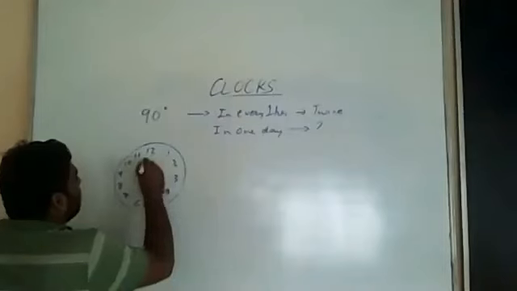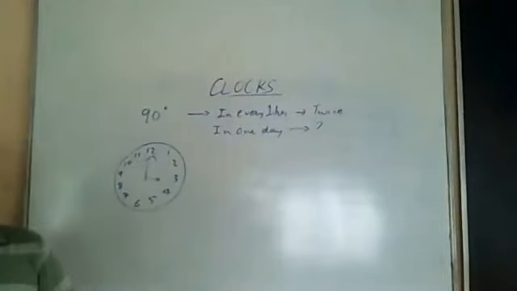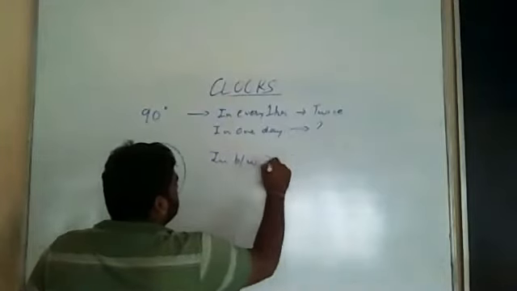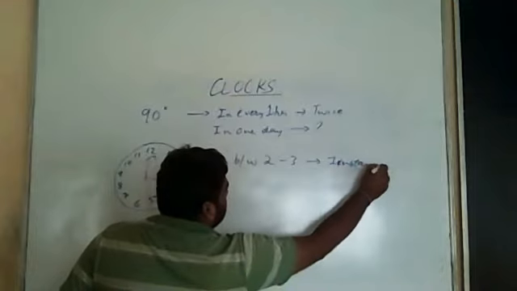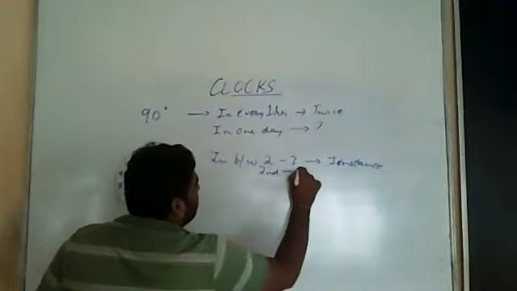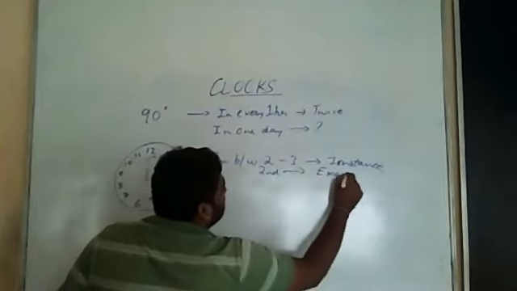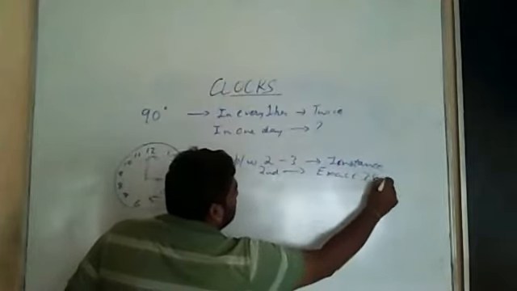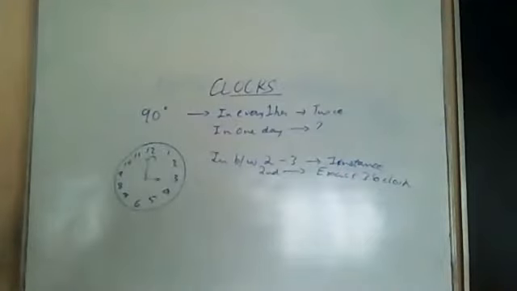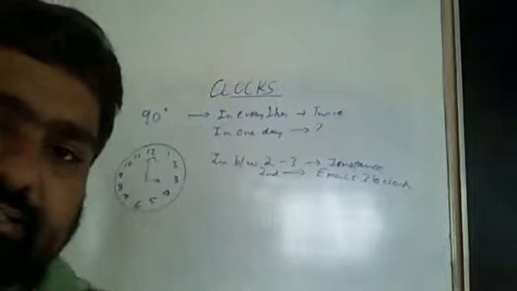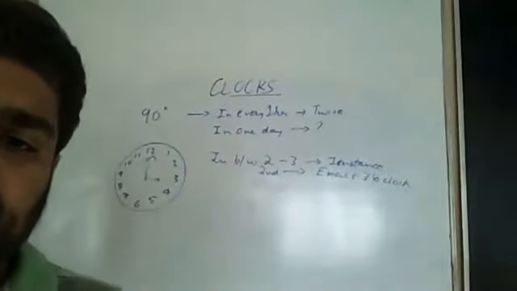Correct? Yes, sir. And at 3 o'clock, the angle is exactly 90 degrees. Correct? It's a right angle. So, in between 2 and 3, there is only one instance. The second instance is exactly at 3 o'clock. Do you understand this? In between 2 and 3, there is only one instance. The second instance is exactly at 3 o'clock. Fine?